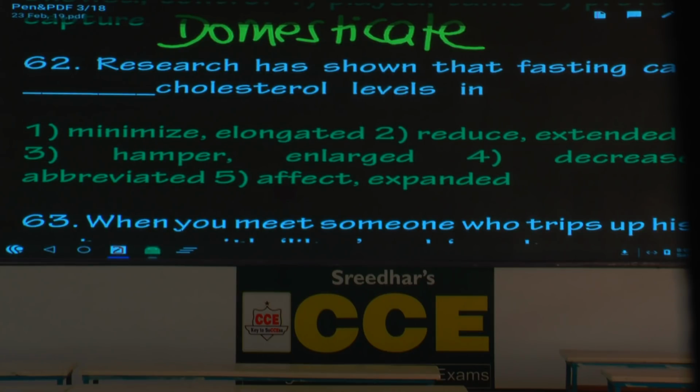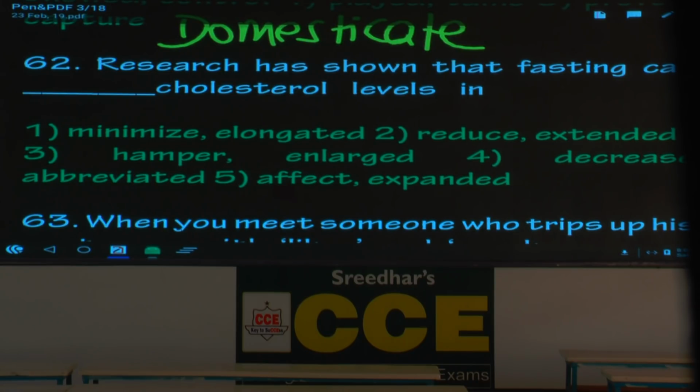Research has shown that fasting can blank cholesterol levels in pre-diabetic people over an, please underline the indefinite article an. That is a clue for you. Period of time. Now, an means the next word should begin with a vowel letter or a vowel sound. How many options are there? All. Then that logic doesn't work. Now we have to go with the usage. But generally here, before I saw the options, one word popped up: extended period of time. Extended. I don't know right or wrong, but we'll cross check.